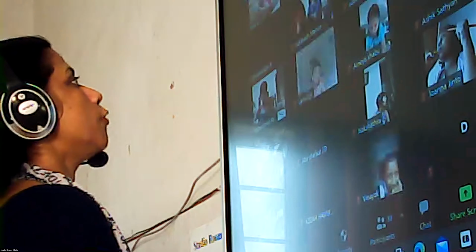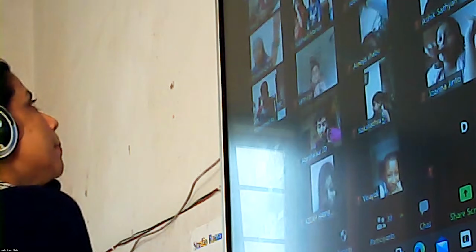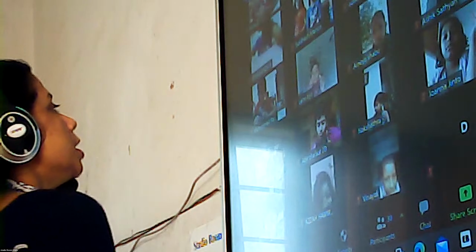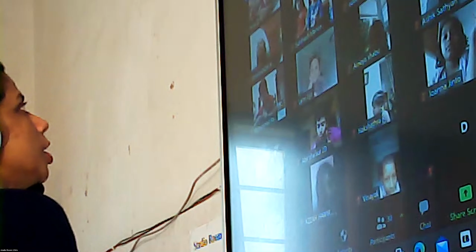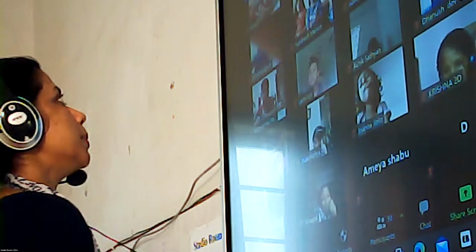Is that clear to all of you? So we have already learned about the 4 different kinds of gender. It's very easy to understand. The first one is the masculine gender, it denotes the male. Feminine gender denotes the female. Common gender can be either male or female. And the neuter gender is an inanimate thing.